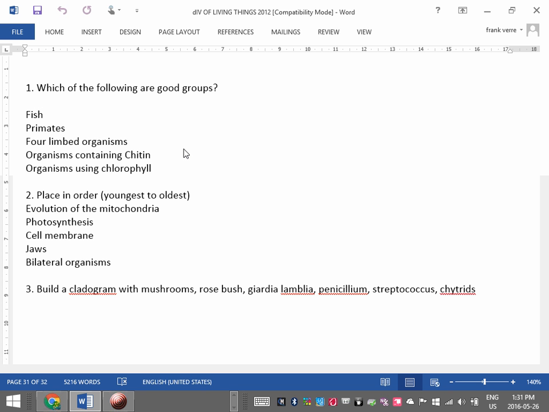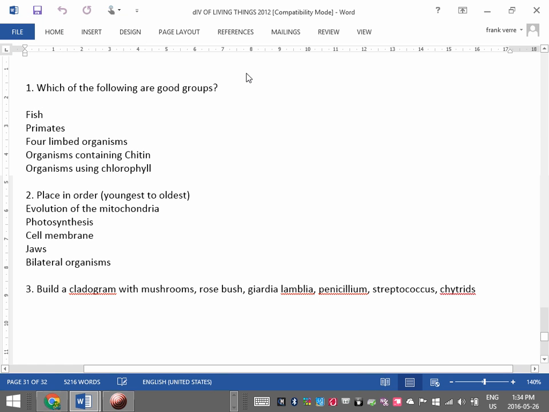Now there are some groups that are not good. For example, what would be wrong with a group that is defined based on the presence of wings? What would be wrong with that? Right, because insects have wings, not all, but some of them do, and birds have wings, and birds are more like us than they are like insects, right? So that would not be a good characteristic to use.